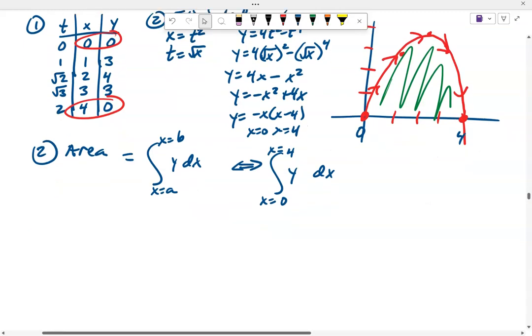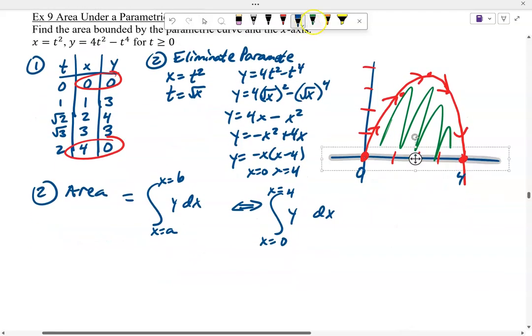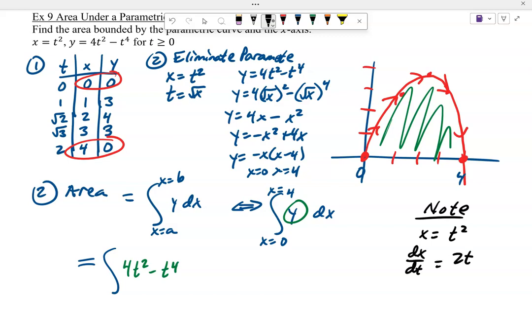So what's our y? Well, our y here is 4t squared minus t to the 4th. So there's our y. What's our dx? Well, let me go to the side here. We have x is t squared. So I know dx dt is 2t. In other words, dx is 2t dt. That's my dx. 2t dt.